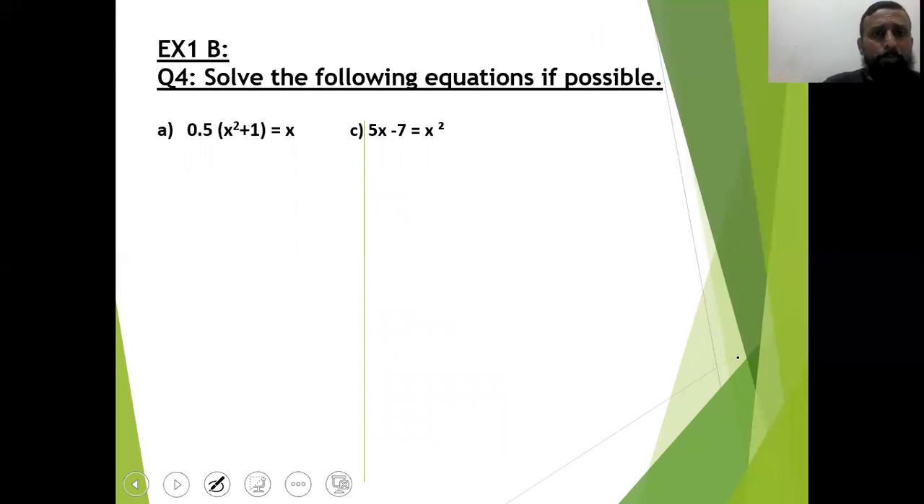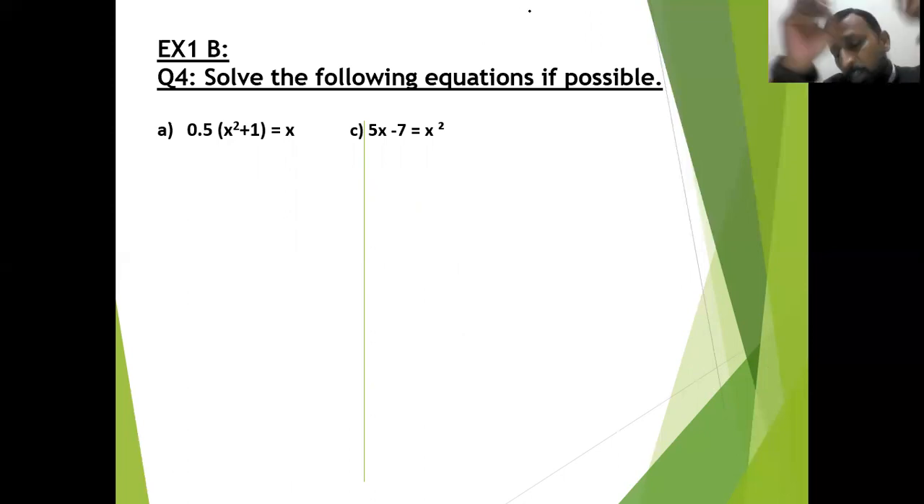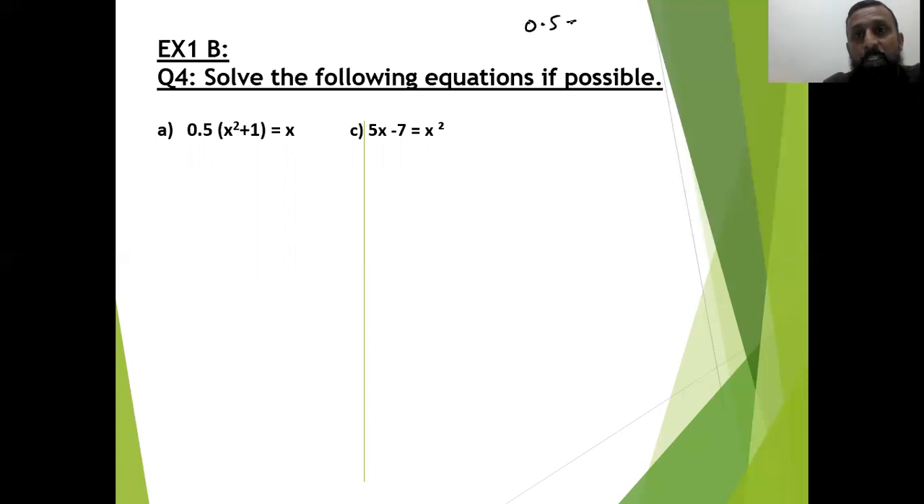Now let's move on to the previous part. Look at this one. Part A, 0.5 x square plus 1 equals x. Now, what is 0.5? If I ask you to change this 0.5 into fraction, what do you do? You know that 0.5 means half. Okay, if in any test you get your marks as 9.5 out of 10, so you may also say that I got 9.5. Okay, so simply 0.5 means 1 over 2. Okay, so let's do it. 1 over 2 x square plus 1 equals x.